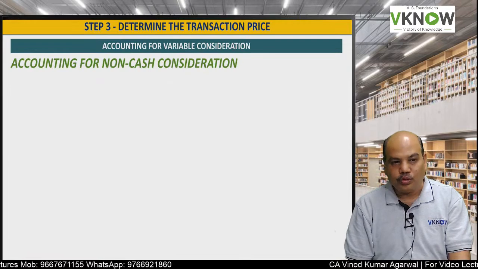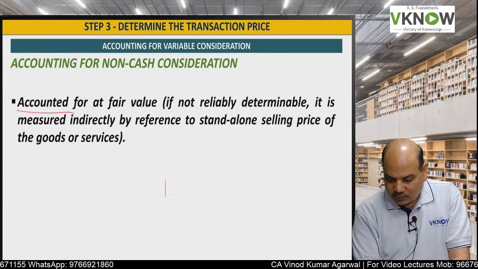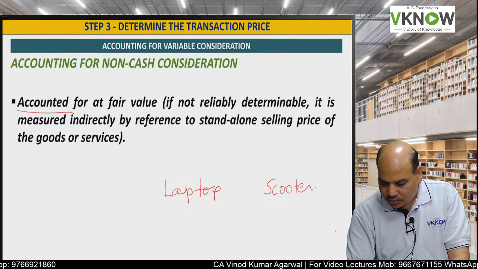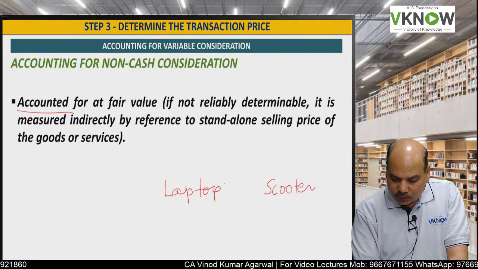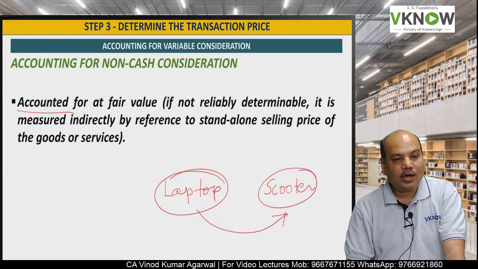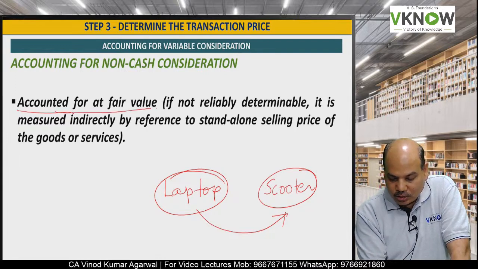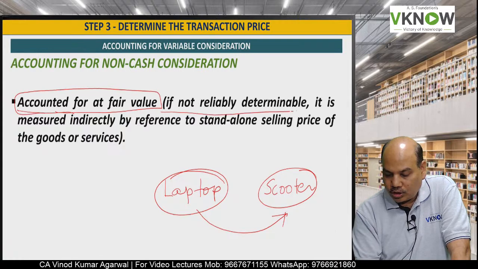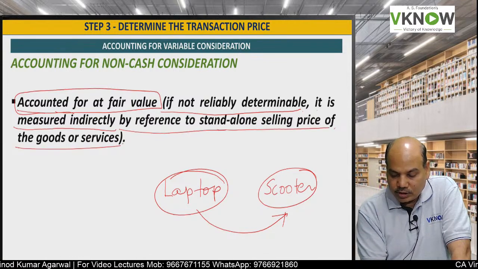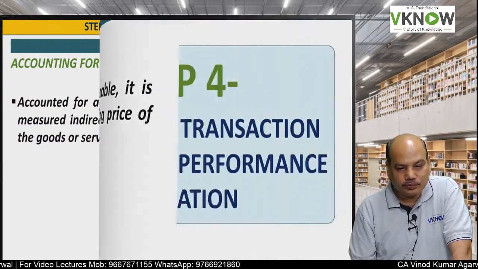So the next point is accounting for non-cash consideration. Very easy. One party says, I will give you a laptop, and the other party says, I will give you a scooter. So the question is, this laptop dealer who is selling the laptop and receiving the scooter, how is he going to recognize the revenue? This comes in many other standards also. It will be accounted at fair value. If not reliably determinable, it is measured indirectly by reference to the stand-alone selling price of the goods and service. So this is how non-cash consideration will be recorded at fair value.